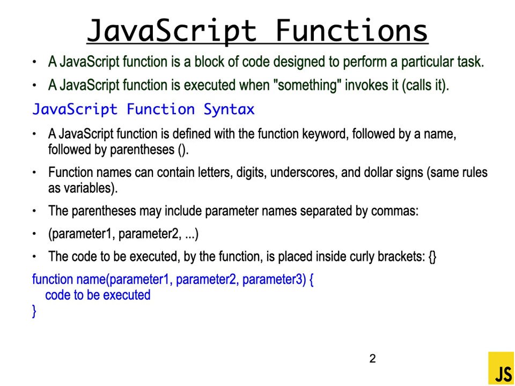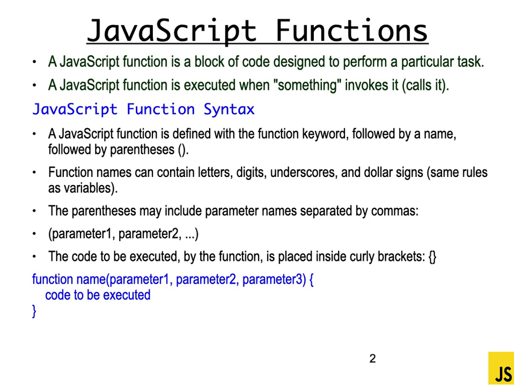Function names can contain letters, digits, underscores, and dollar signs. The same rule is followed as that of variables. The parentheses may include parameter names separated by commas, like parameter1, parameter2, parameter3, etc. The code to be executed by the function is placed inside curly brackets. That is the body of the function.